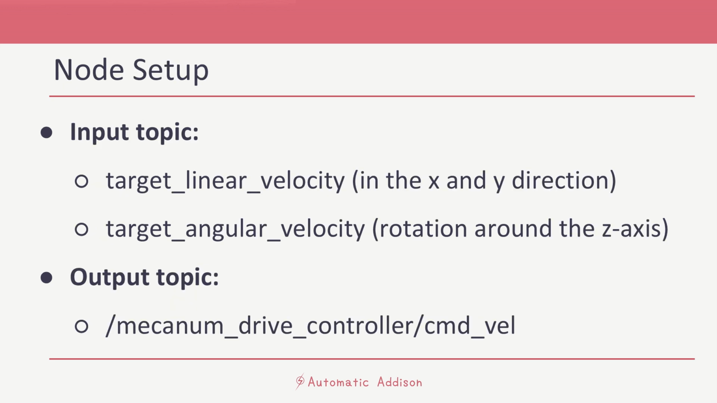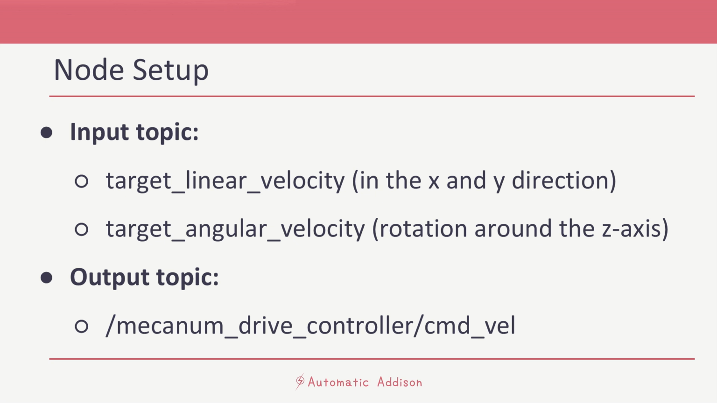So let's talk about the node setup. The node will include a function that executes anytime one of the parameters changes. The node will also publish velocity messages, which is a geometry message, twist stamped message, to the Mecanum Drive Controller cmd_vel topic that has as inputs the target linear velocity in the X and Y direction and the target angular velocity rotation around the Z-axis.